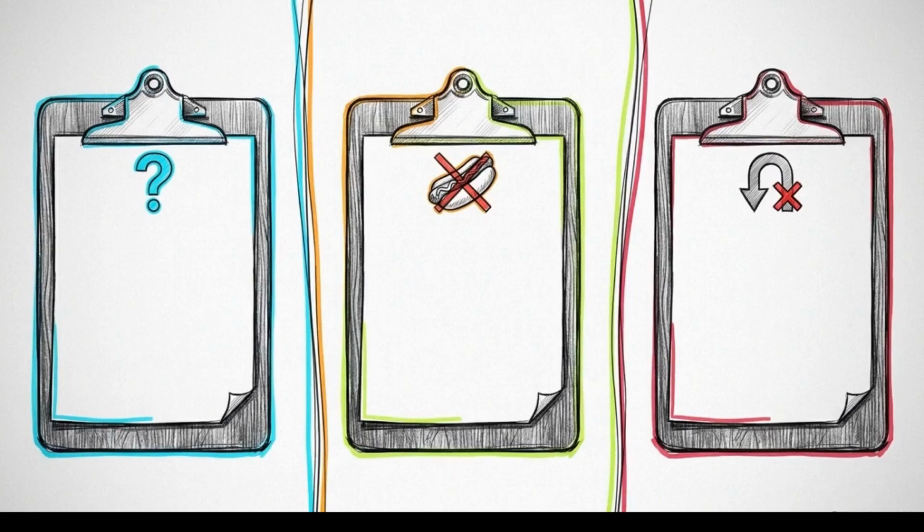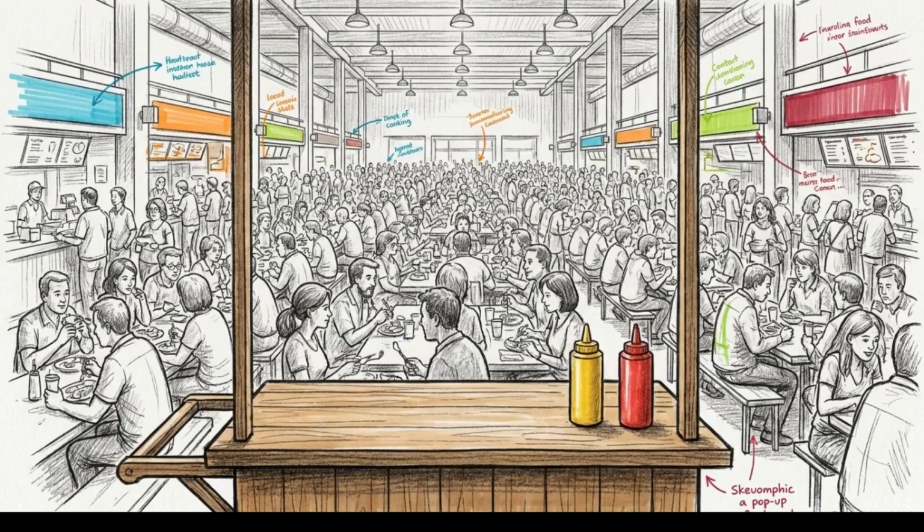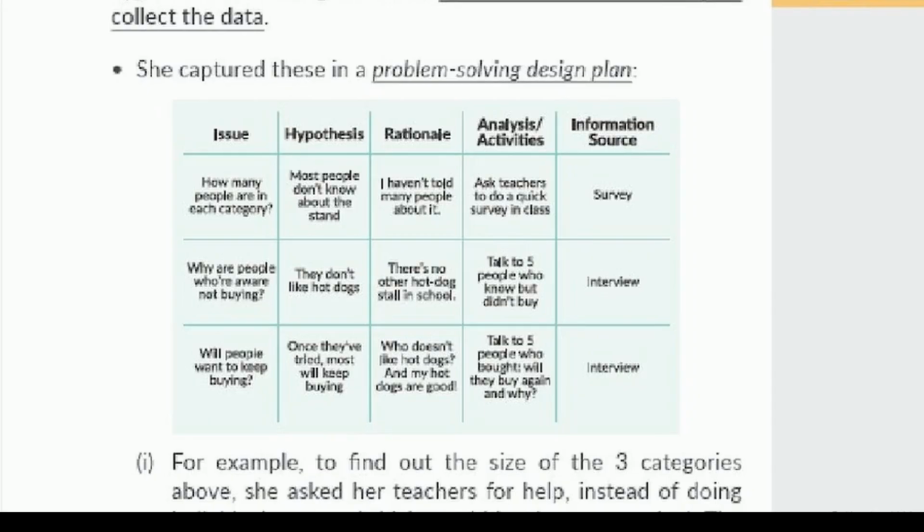Now, think about how you would gather data to test these categories. Pause the video right now and ask yourself, what is the absolute fastest way for Mimi to figure out if people simply don't know her stand exists? This table outlines her data collection plan. Rather than conducting time-consuming individual interviews to find out who knew about the stand, she asked teachers to do a quick show-of-hands survey in their classes.